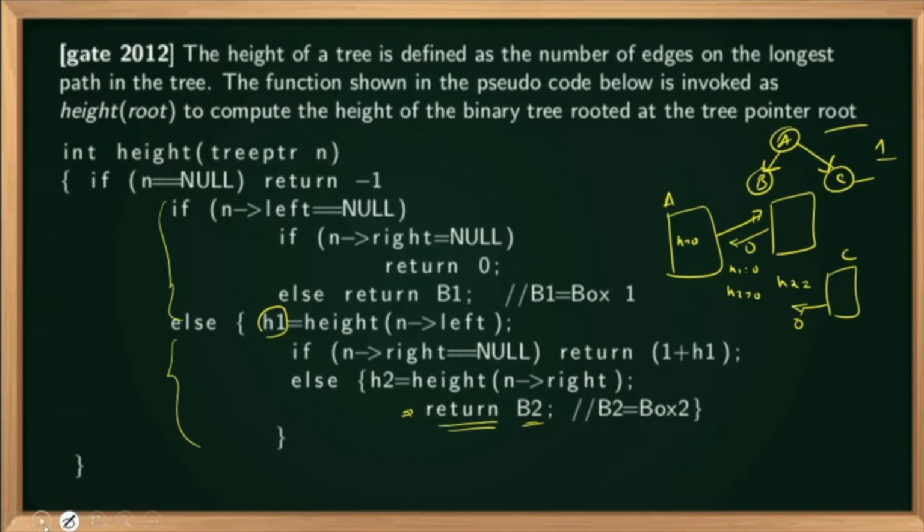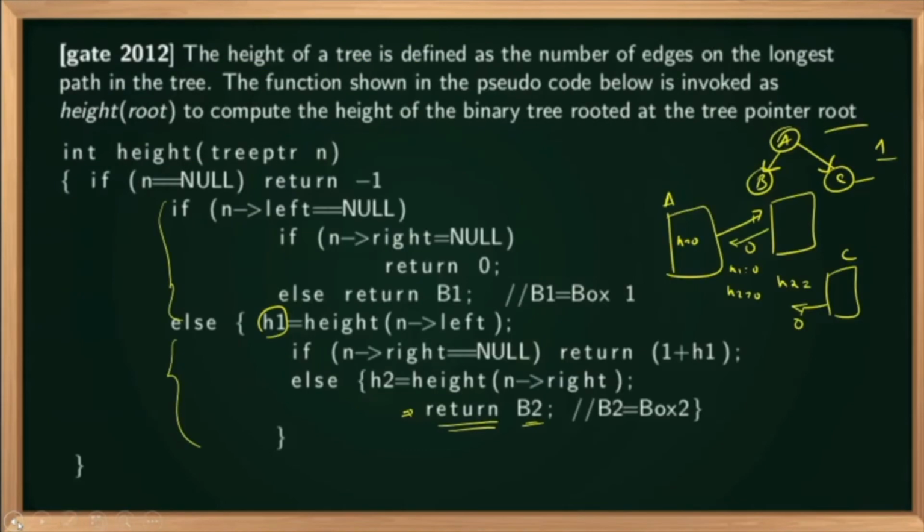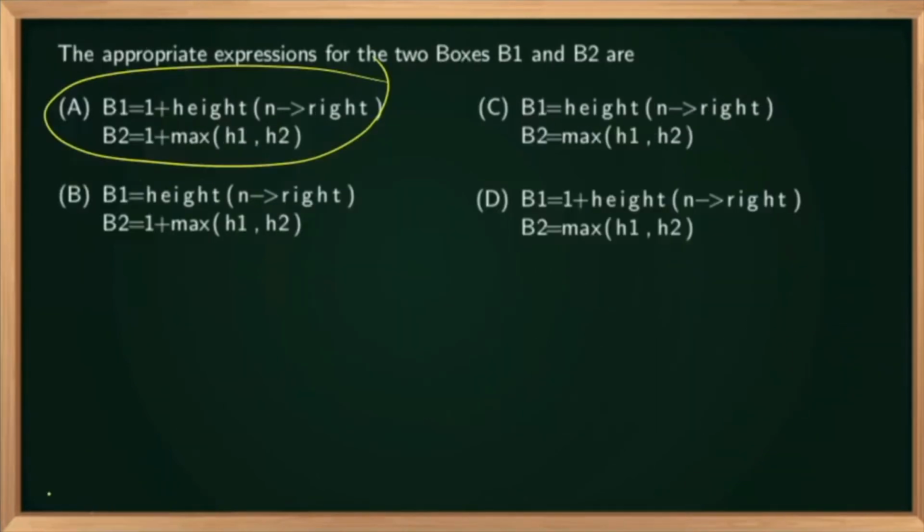So that is what we had to find out. B2 should be 1 plus max of h1 comma h2. Because both are returning 0, I had to get 1. So it should be 1 plus max of h1 comma h2. Right? So the answer should be 1 plus max of h1 comma h2 for B. So here it is correct, here it is correct, here it is wrong, here it is wrong. So the answer should be either A or B.